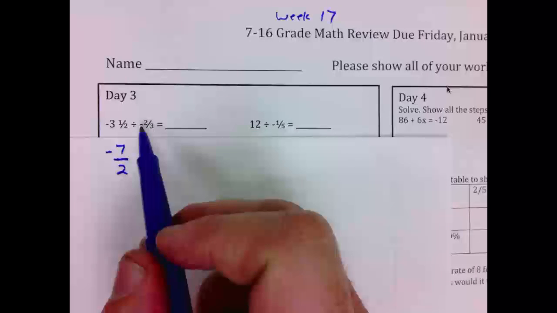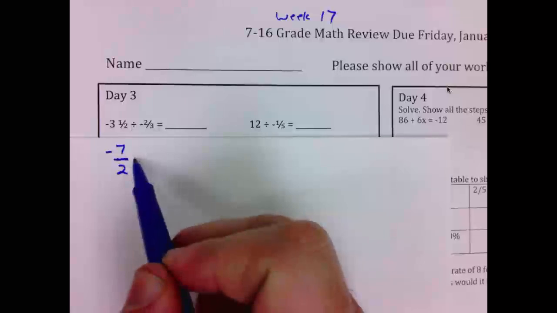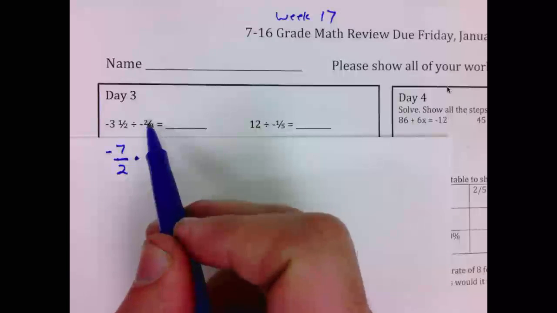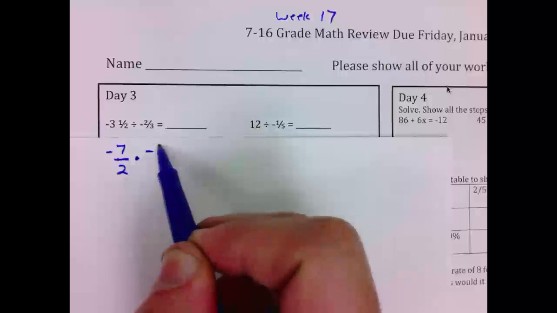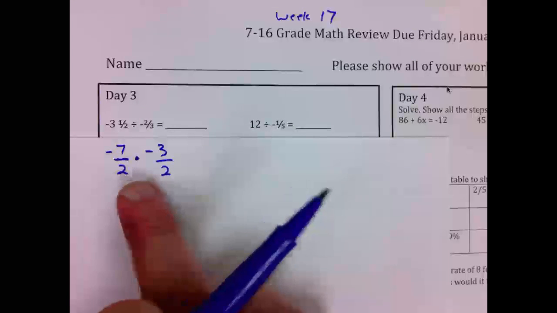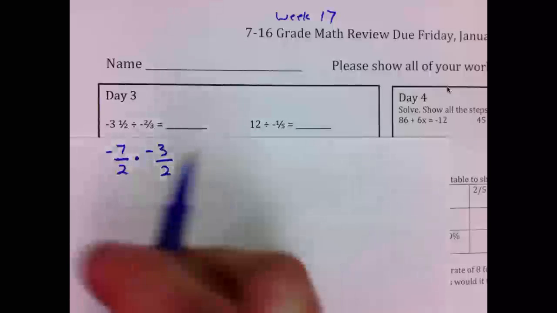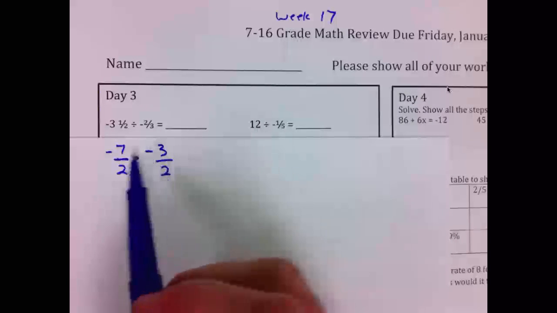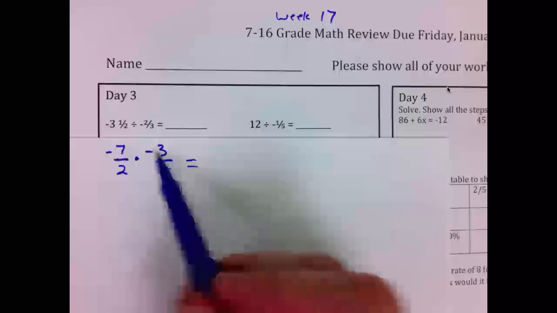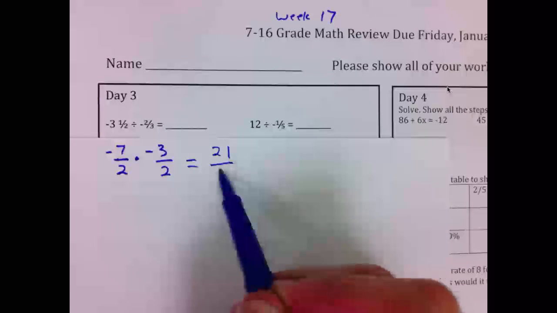Well, when we're dividing by a fraction, we multiply by the reciprocal. That is, we change the division to a multiplication, and flip the second fraction. Negative 3 over 2. We change, flip the second fraction. We multiply by the reciprocal. So in this particular problem, I'm going to be now simply multiplying straight across. Negative 7 times negative 3 is a positive 21, and 2 times 2 is a 4.